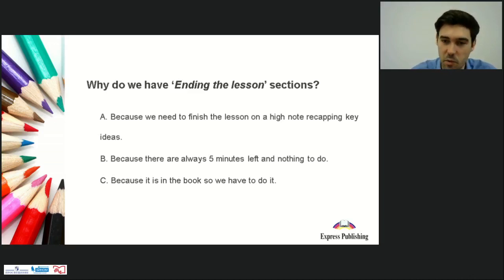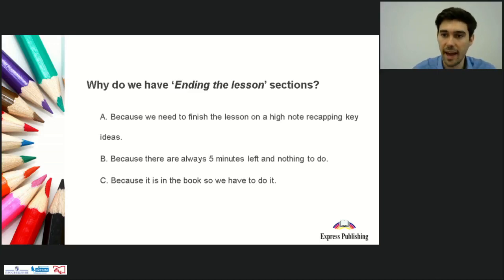Hopefully, as teachers, we would have planned our lesson so that we don't have our students sitting around doing nothing at the end of the class. And C, because it's in the book, so we have to do it. So, okay, maybe it is in the book, but that doesn't necessarily mean we have to do it, though we always need to take into account the different methodologies that are expressed in the teacher's books. So the answer, of course, would be A.